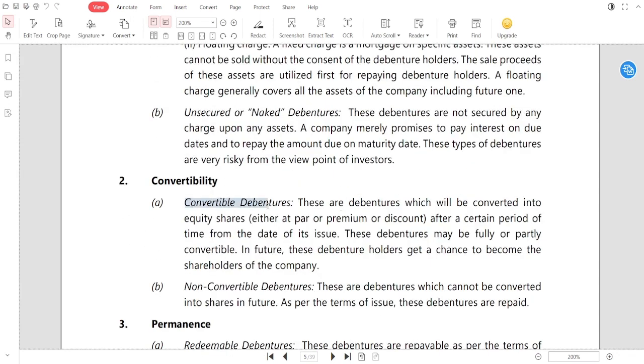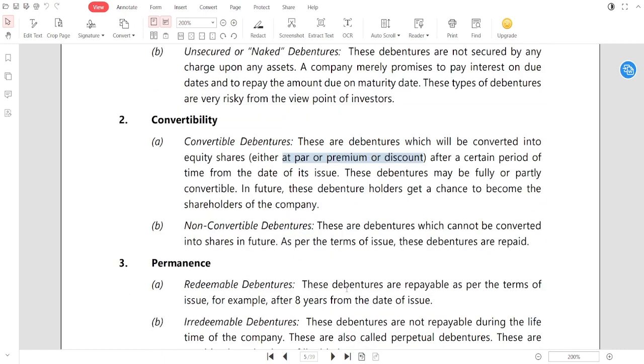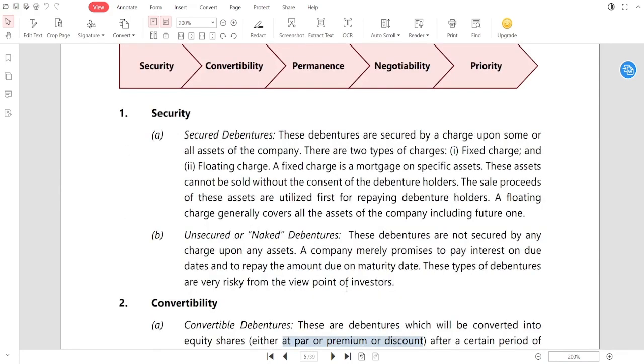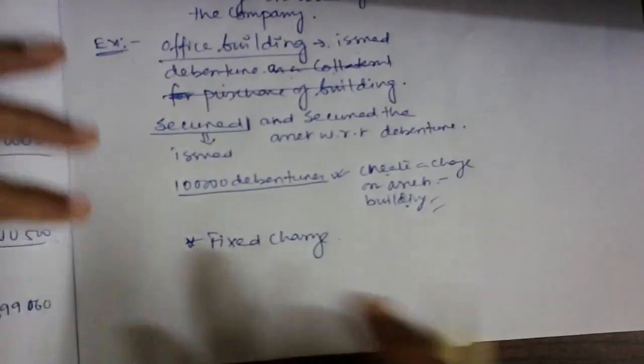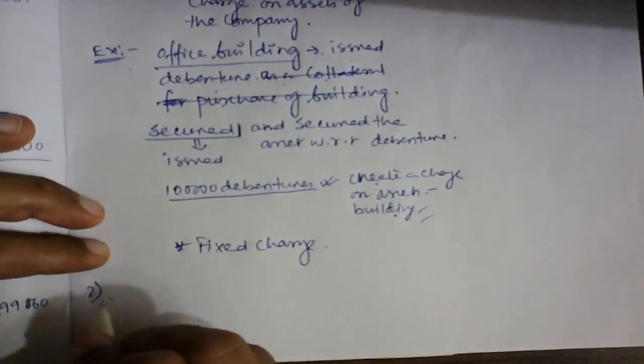And convertible. Convertible means those debentures which can be easily converted into equity shares, either at par, premium or discount. That is called a convertible debenture. Remember this. And non-convertible are those debentures which cannot be converted into equity shares. This is the first thing we have discussed, regarding security. The secured debenture and unsecured debenture we discussed already.